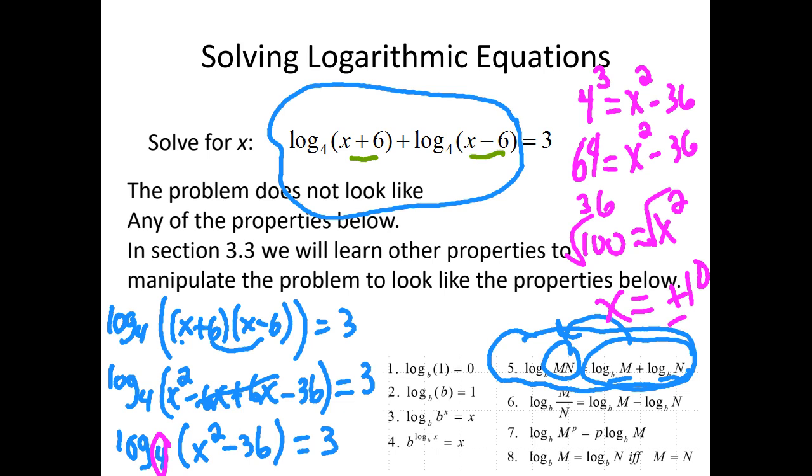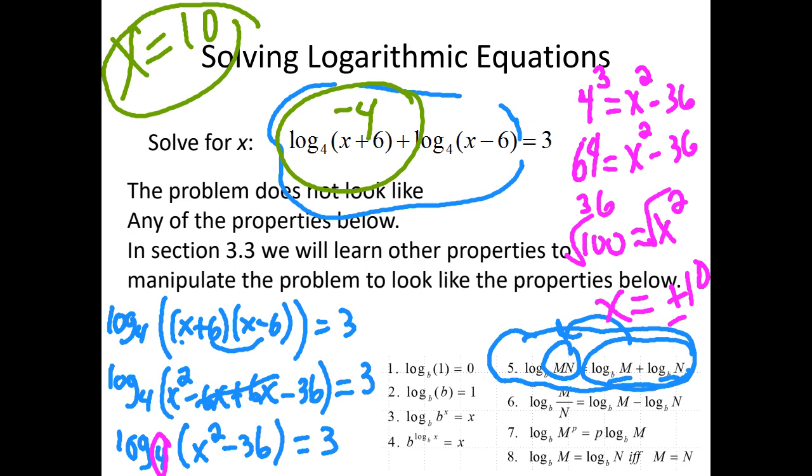So if I have a 10 and I plug it in for x, I get 10 plus 6 is 16, and 16 is positive, so that's okay. And if I plug in the 10 here, 10 minus 6 gives me a 4, and that's okay. But now let's look at the negative 10. If I plug in negative 10 here, negative 10 plus 6 gives me a negative 4. So I cannot take the log of a negative number. That means the only solution is 10. So your answer would only be 10 and not negative 10.